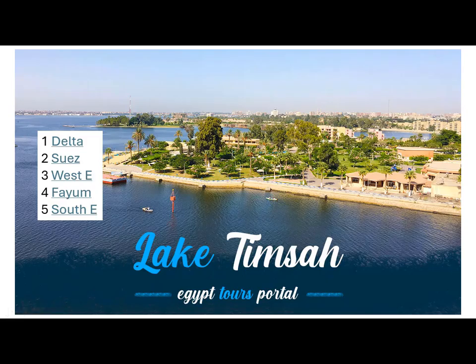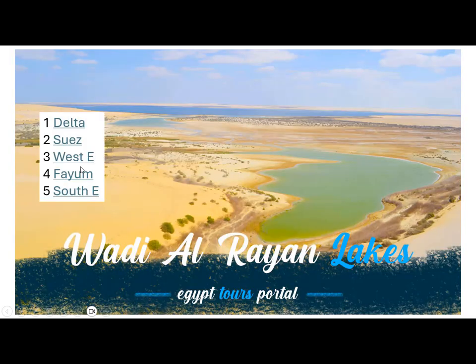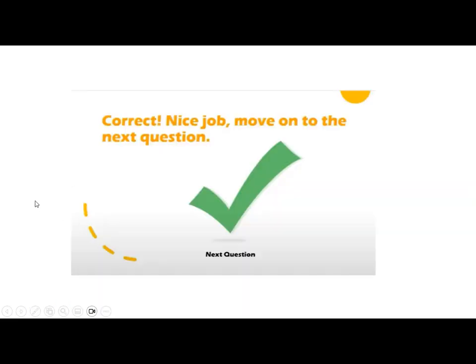Here is Lake Timsah. Lake Timsah, for those who are interested in Egypt, it is in Suez, correct? And this is Lake of Siwa. Siwa is a beautiful touristic location in West Egypt. Therefore, if I click on West Egypt, I get correct answer. Then I go to Wadi al-Rayyan lakes, and Wadi al-Rayyan, most of the tourists know that it is located in Fayoum.